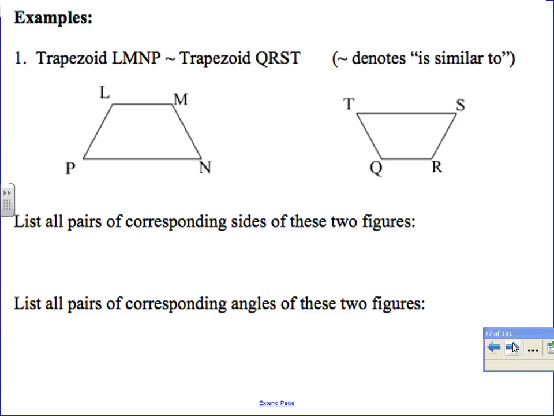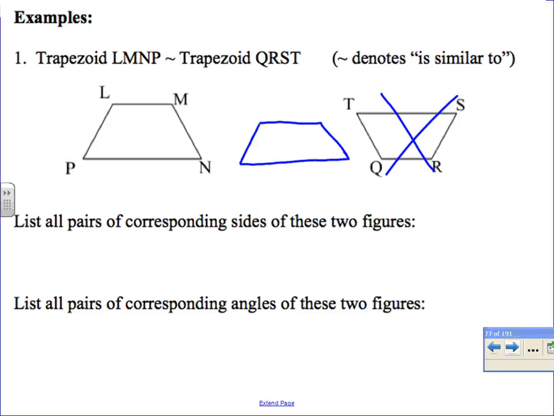Justin? Yeah, QRST is upside down. I want you guys to cross this off. Okay, let's redraw it so it's not upside down. We're going to look at that right now. So I want you to first draw a trapezoid that is the normal way, like LMNP.